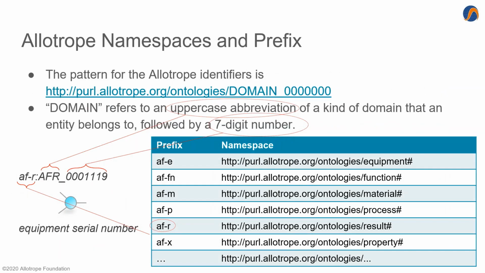The pattern of an Allotrope identifier has the namespace, followed by the domain and a 7-digit number. The domain is an uppercase abbreviation, so for the prefix of AFR, which is the namespace of Ontologies Result, we have capital letters AFR, followed by 7 digits, 000119. So we have several prefixes that are mapped to different namespaces, such as AF-E for equipment, FN for function, M for material, and so on and so on.